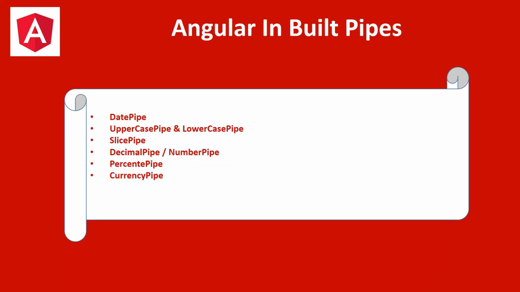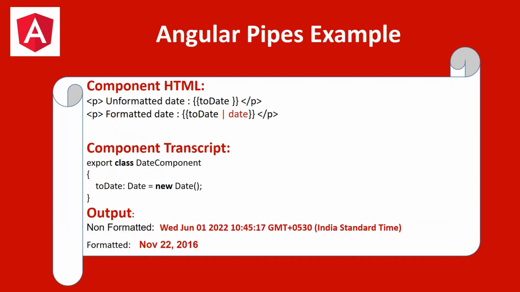Next, these are the Angular built-in pipes: date pipe, uppercase and lowercase pipes, slice pipe, decimal and number pipe, percentage pipe, and the last one is the currency pipe. In the code demo we will see how to use them.